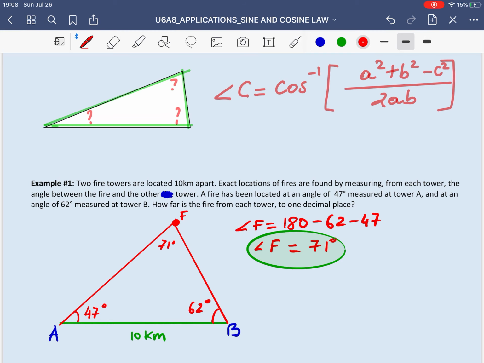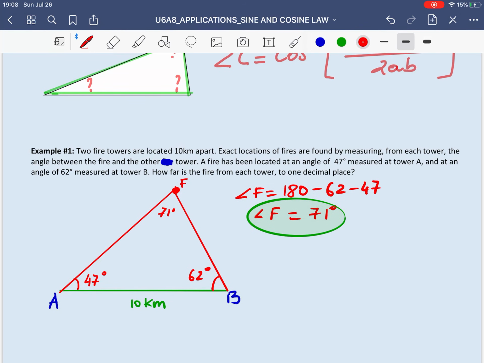Now the next thing I want to do is label the sides. I'm going to label the sides in relation to the angles opposite to them. So I have the side lowercase a opposite angle A, lowercase b opposite B, and then we have lowercase f in here. Then the next thing I have to think about is, what formula do I use? Do I use the formula for sine or cosine law? I examine first if it is one of the cases for cosine law.